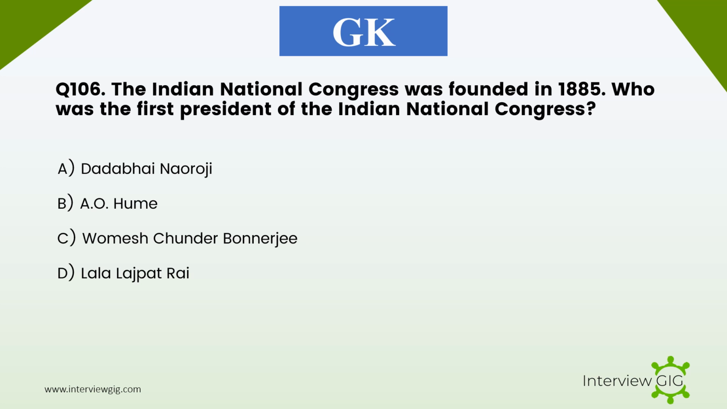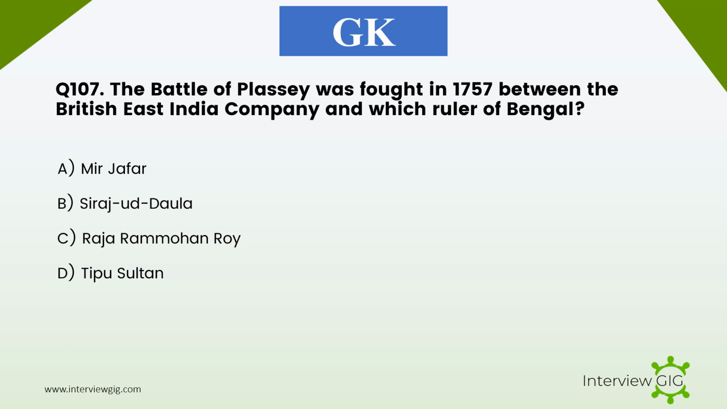Next question. The Indian National Congress was founded in 1885. Who was the first president of the Indian National Congress? A. Dadabhai Naoroji. B. A.O. Hume. C. Womesh Chunder Banerjee. D. Lala Lajpat Rai. Answer C. Womesh Chunder Banerjee.